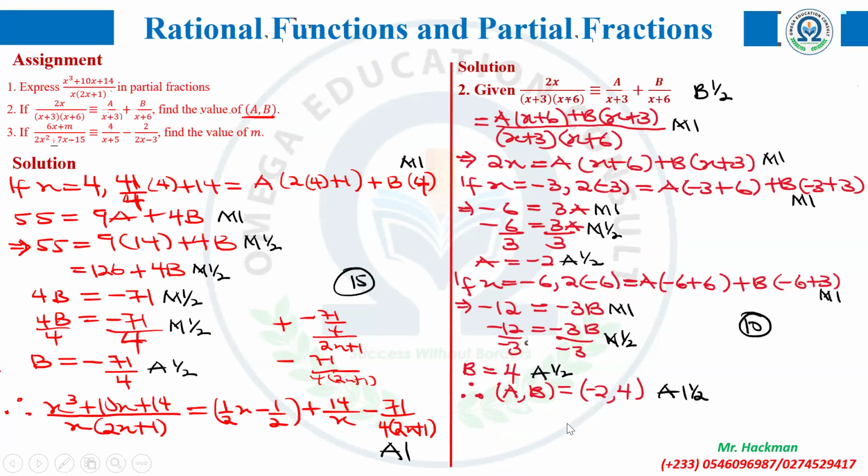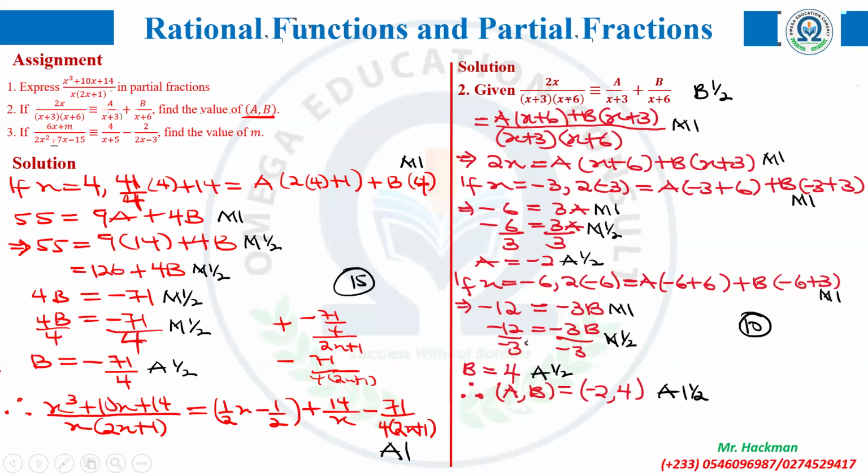Therefore, (A, B) will be equal to, what is my A? -2, what is my B? 4. So this should be your conclusion. Or somebody can write, therefore, (-2, 4). This is (A, B) in its value form and point form. So if you conclude, therefore, A is equal to -2 and B is equal to 4, wrong conclusion. Please take note.